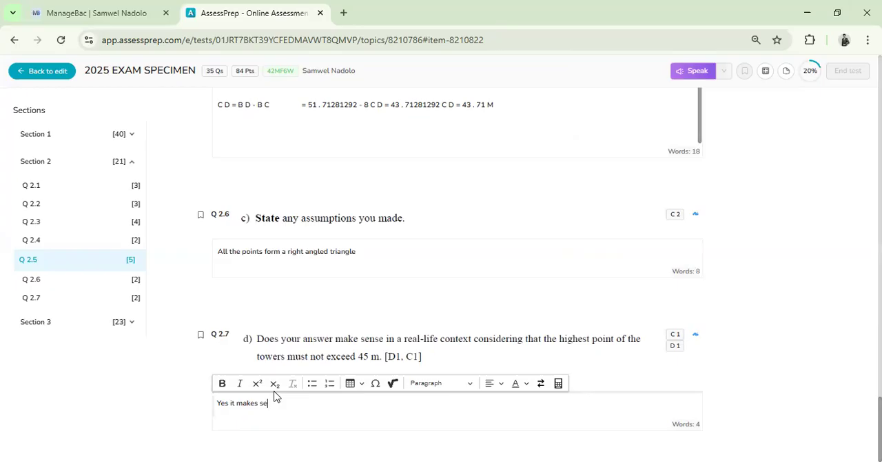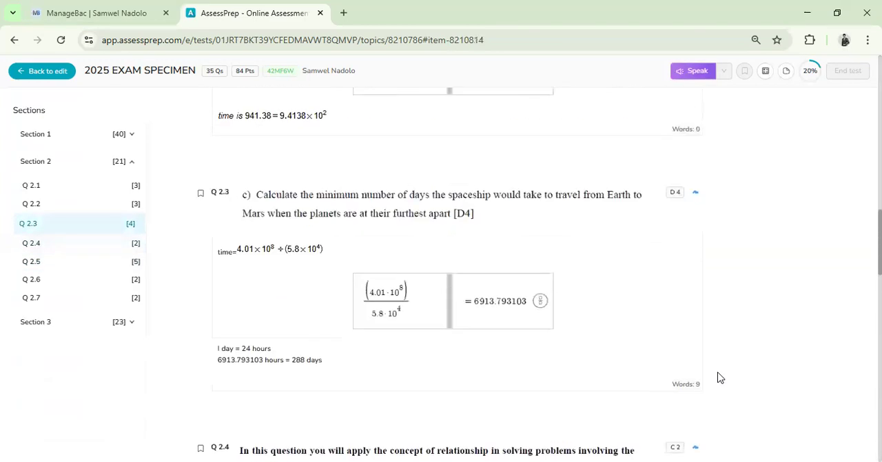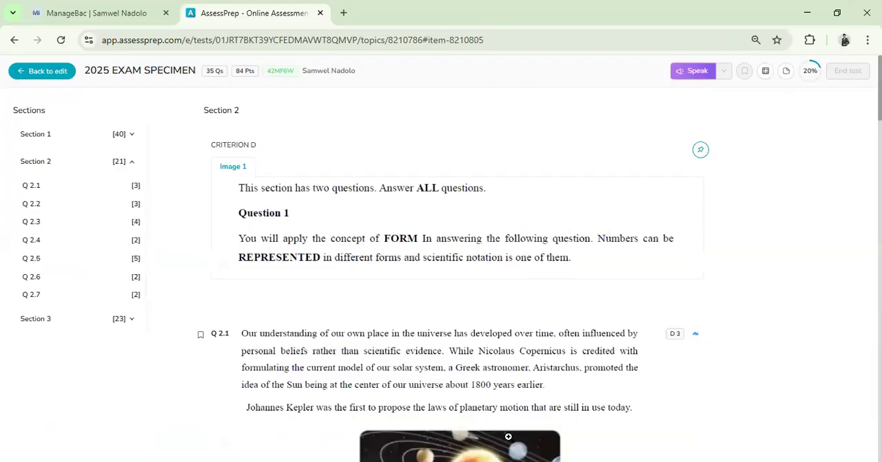Why does it make sense? You will say my value is less than 45. That is 43.71, which is within the required height. Right, so you're done with criterion D. Let's see how we can do criterion B.